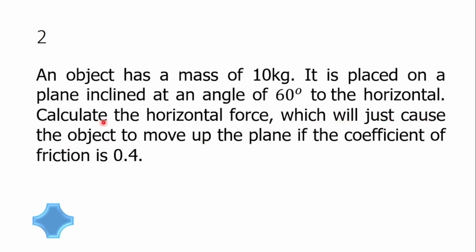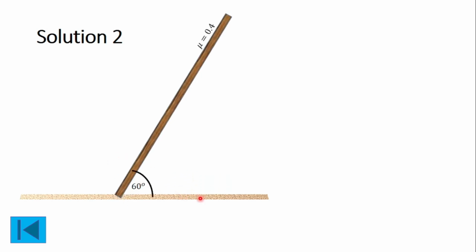So we are looking for what? We are calculating the horizontal force that will just cause the object to move up the plane if the coefficient of friction is 0.4. So let's go. Here is the floor, this is the ground, and here is the plane. It is inclined at an angle of 60 degrees to the horizontal. This is the object, 10 kg, and it is placed on this plane. The coefficient of friction is mu, which is 0.4, as indicated in the question.